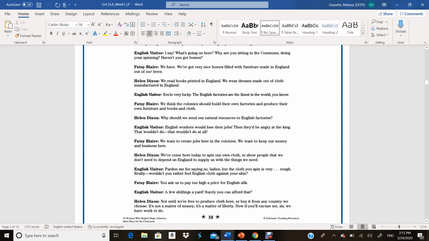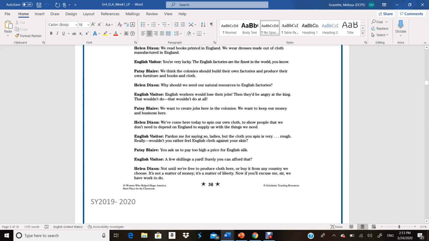That wouldn't do at all. Patsy Blair: We want to create jobs here in the colonies. We want to keep our money and business here. Helen Dixon: We've come here today to spin our own cloth, to show people that we don't need to depend on England to supply us with the things we need.